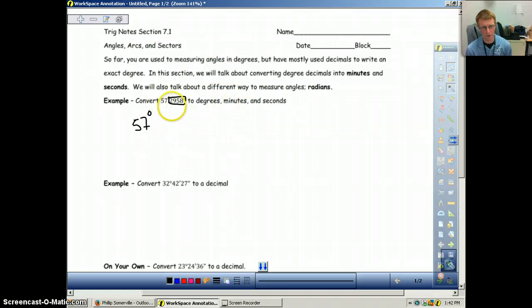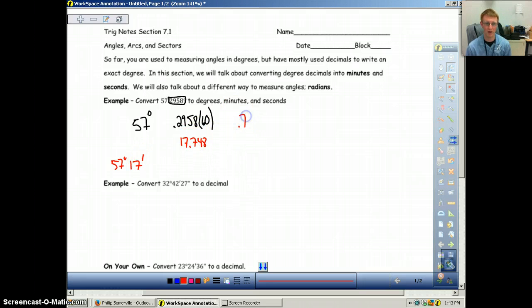So what we're going to do is take that decimal and multiply it by 60, because that will tell us how many minutes we actually have. So we do 0.958 times 60, and that actually gives us a value of 17.748. So we know that we now have 17 minutes. So we have 57 degrees, 17 minutes, but we still have leftover. So now we have 0.748 left over.